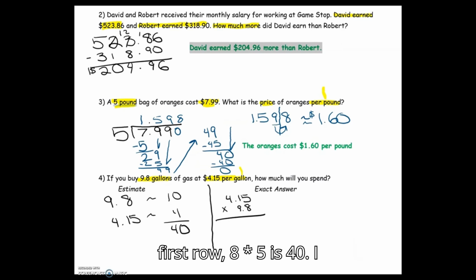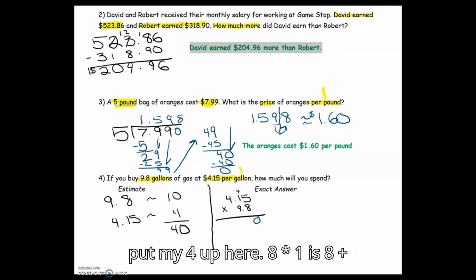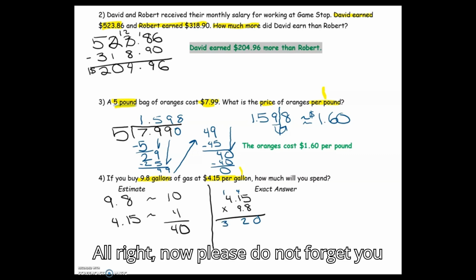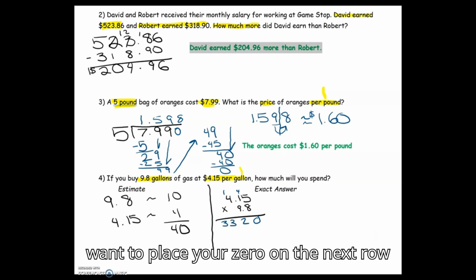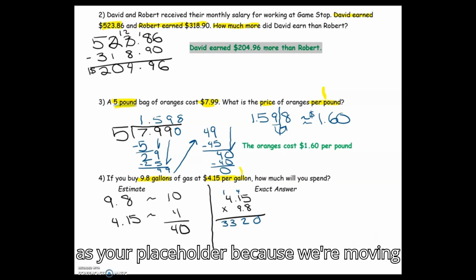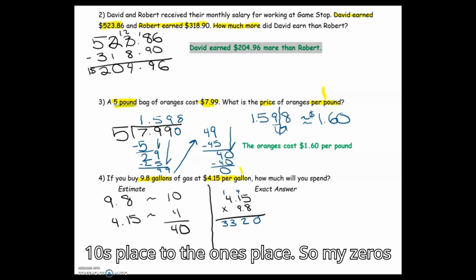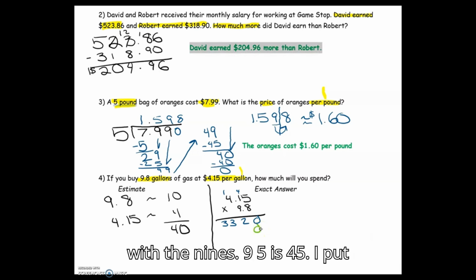When we do our first row, 8 times 5 is 40. I put my 4 up here. 8 times 1 is 8 plus 4, that's 12. 8 times 4 is 32 plus 1 gives us 33. Now please do not forget, you want to place your 0 on the next row as your placeholder because we're moving over by 10. We're going from the tens place to the ones place. So my 0's here, and now I can continue multiplying with the 9's.